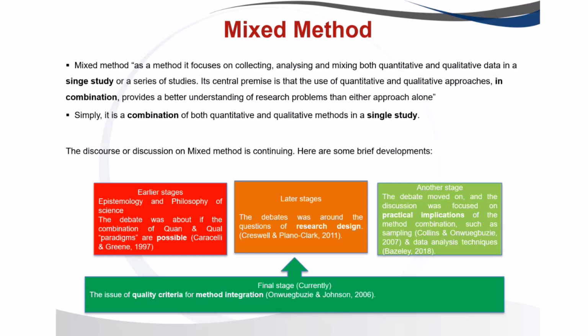It says mixed method as a method focuses on collecting, analyzing, and mixing both quantitative and qualitative data in a single study. It's supposed to be a single there, I'll correct it. In combination, it provides a better understanding of research problems than either approach alone. So mixed method means that you are using two methods in one study. That's a mixed method.